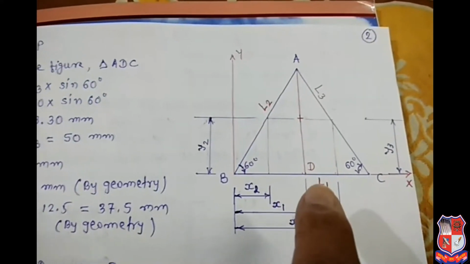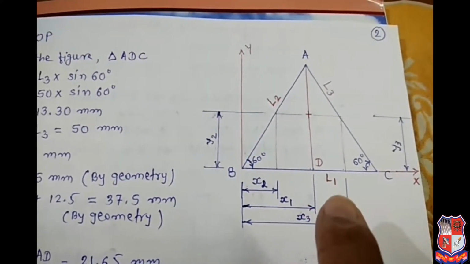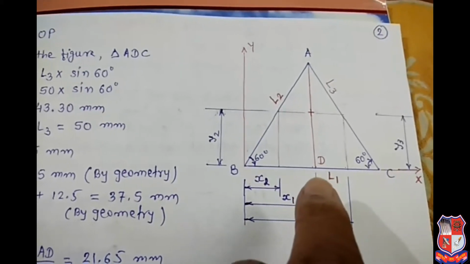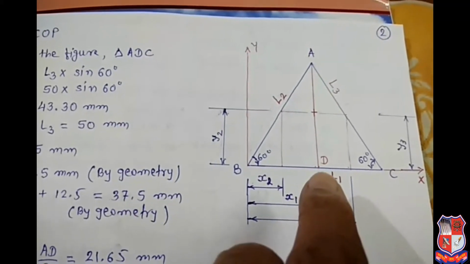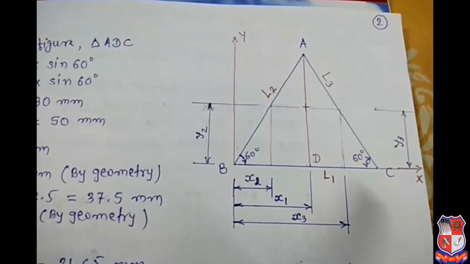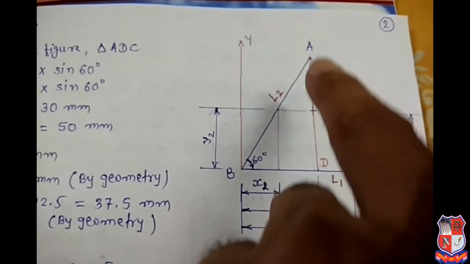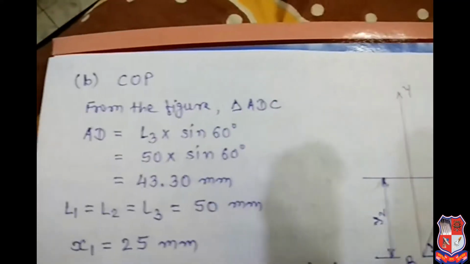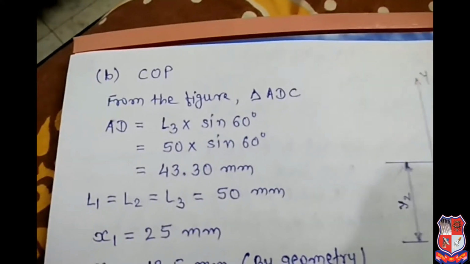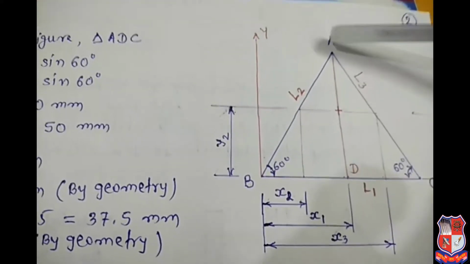Then from the x-axis, we can find the distance of the center of gravity of the line perimeter of L1, which will come to 0. Then for line L2, this is y2. For line L3, this will be y3. Now, here you can see is the AD. We can find AD. How to calculate this AD? So here, if I consider triangle ADC, let us say you can consider this triangle ADC.